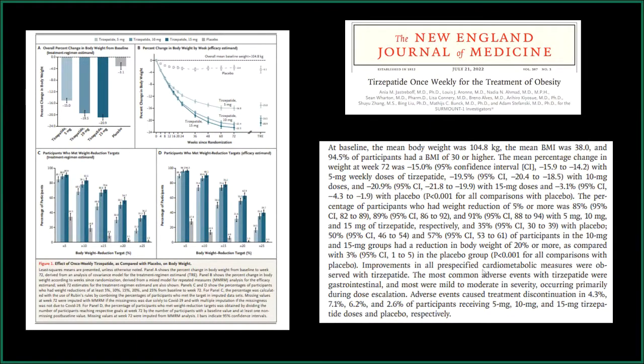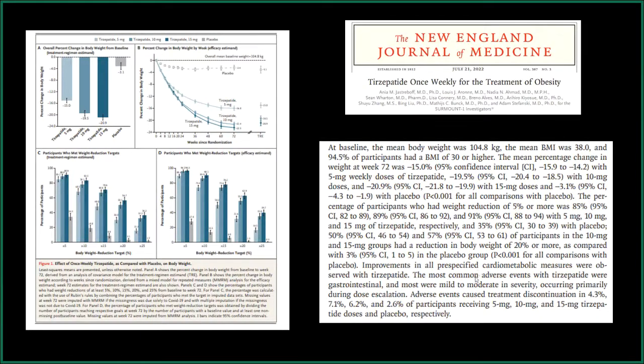There are certainly some potential side effects. More than probably about 15 to 20% had to stop the medication for adverse events in pooled analysis. But in this particular study, you can see here treatment discontinuation of 4.3%, 7%, 6.2% at these different doses.